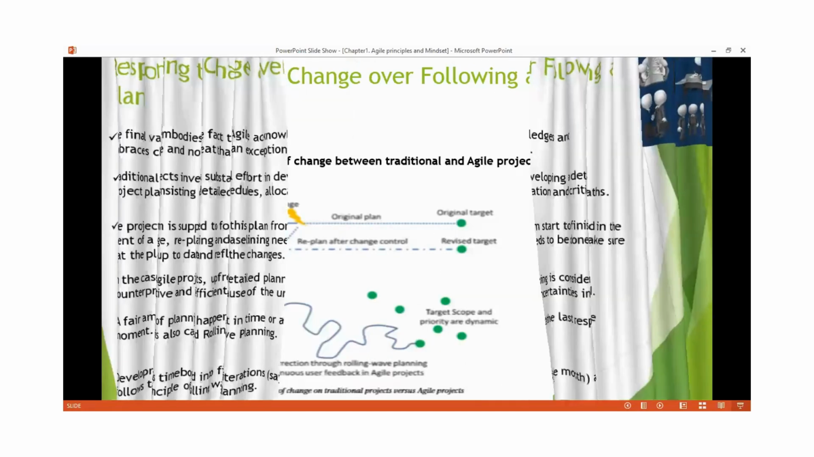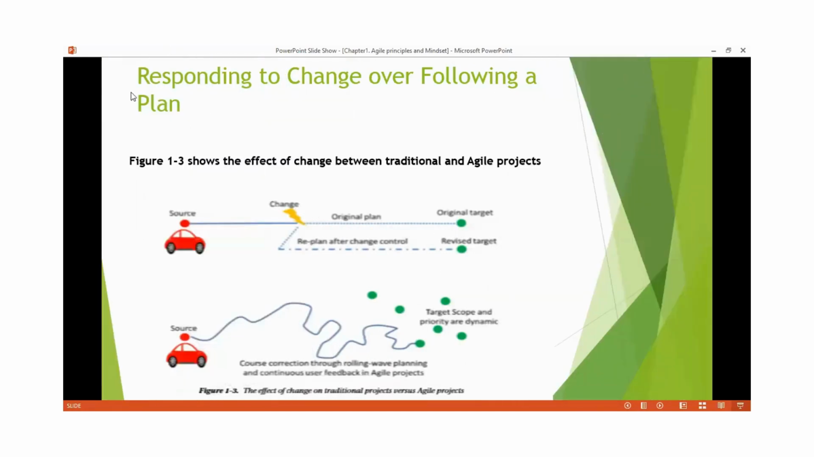So when you look here at the comparison between the traditional and the agile, in the change, here's the source, and we're looking through the change. You have the original plan, then you keep on replanning, and then the original target, and you revisit the target. That's in traditional waterfall. But look at the agile: here, the course correction happens through a rolling wave plan and continuous user feedback. So feedback is given on the features being built, and it's more flexible, lighter and easier.